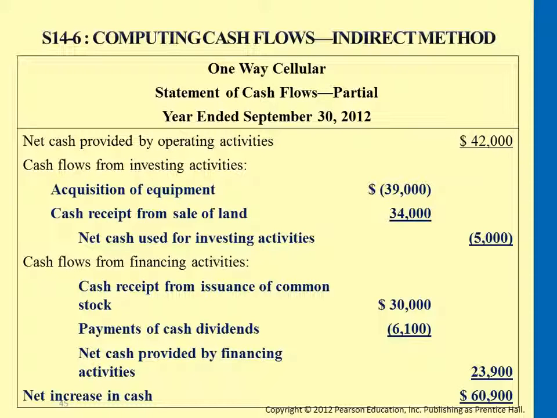The last section, financing activities. If we issue common stock, we definitely raise capital from the public. This increases the cash balance by $30,000. Any payment of dividends, $6,100, always reduces cash, unless it's a stock dividend. If it's a stock dividend given out, it has nothing to do with cash. But if it's regular, and it doesn't tell you stock dividend, just says paid out dividends, just assume it's cash dividends.